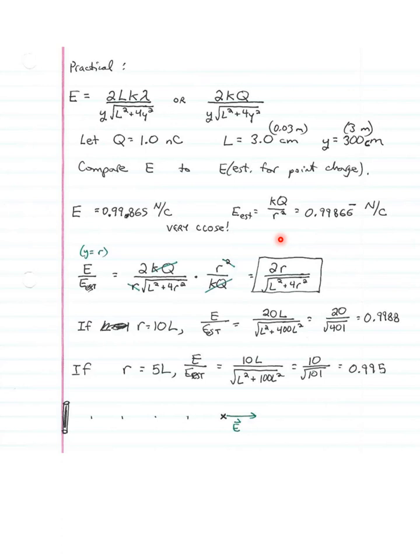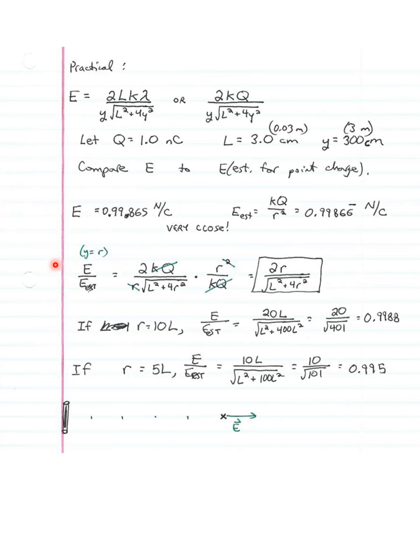Now, let's say that y is equal to r. That's what we would do mathematically if we're comparing between this line. Remember that when we thought of it as a line in the expression up above, y was our distance from the line, and when we thought of it as a point charge, r is the distance from it. So mathematically, we're going to just say y is equal to r.